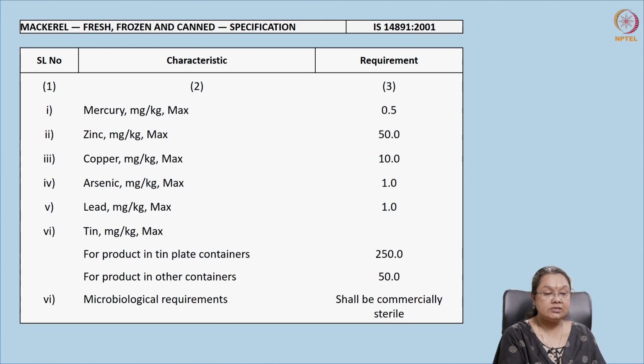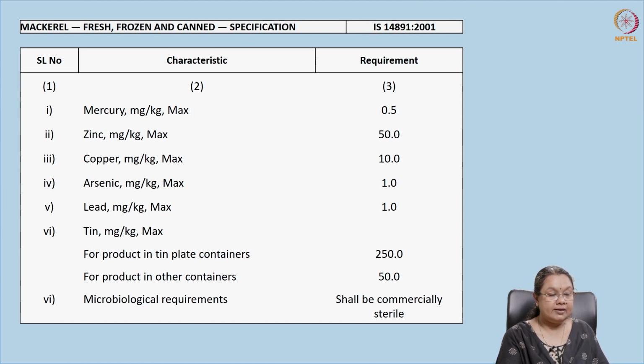So these are the international standards laid in 2001 for sardine and mackerel. These are the standards for mackerel, and the standards are the same for sardine. This is an international standard. You can see on the top the code is given, and this standard was laid in 2001 for both sardine and mackerel.